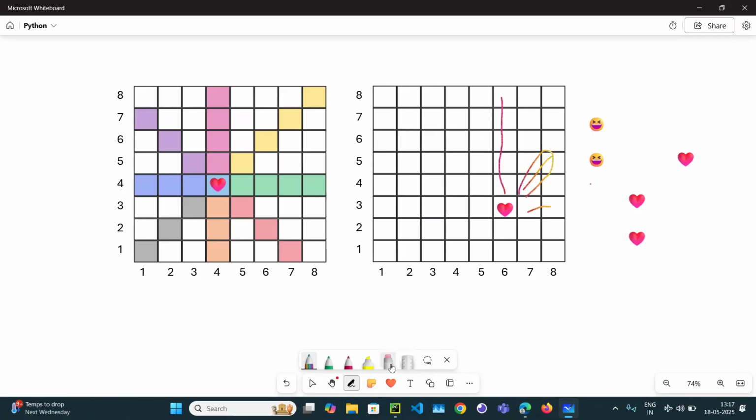Okay, so let's try another. Let me try another here. So queen can attack 1, 2, 3.